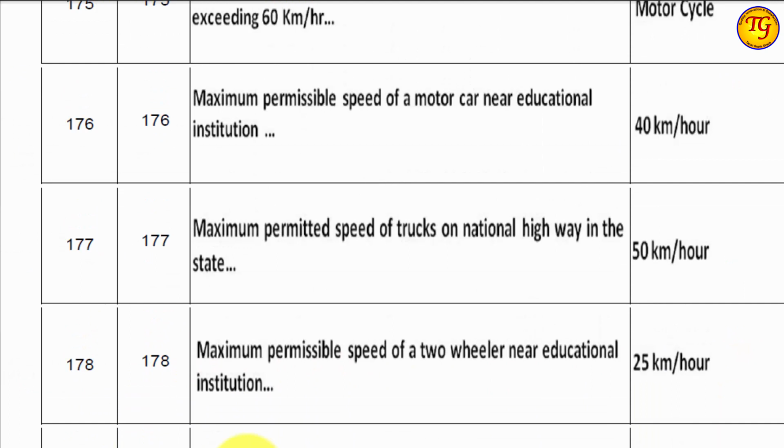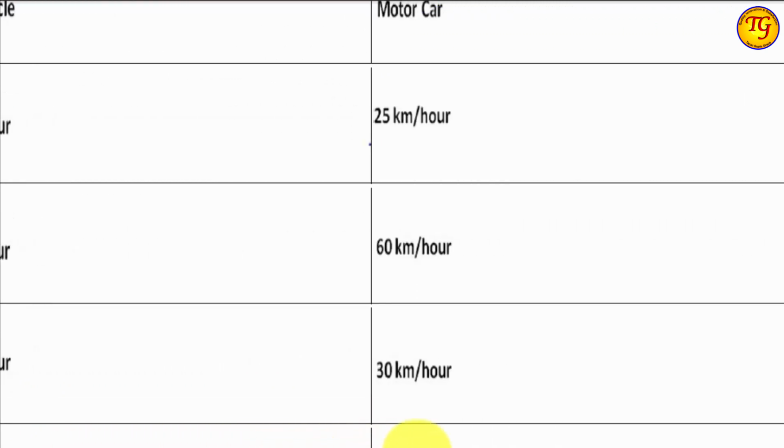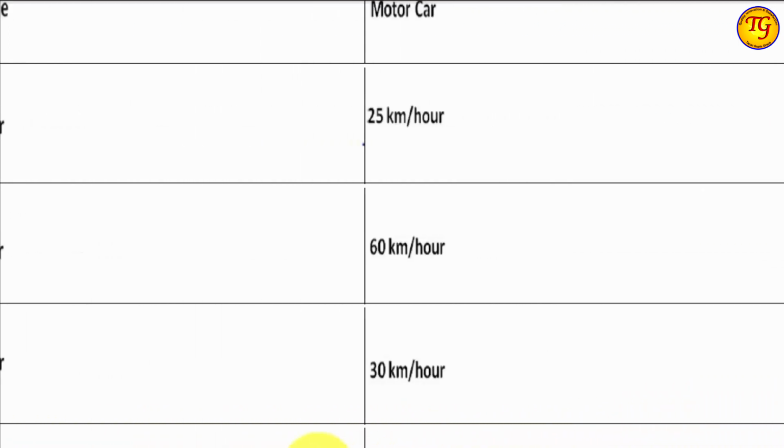177th question says maximum permitted speed of trucks on national highway in the state. So option number 1, 50 km per hour. Option number 2, 60 km per hour. Option number 3, 70 km per hour. So option number 2 is the correct one, 60 km per hour.